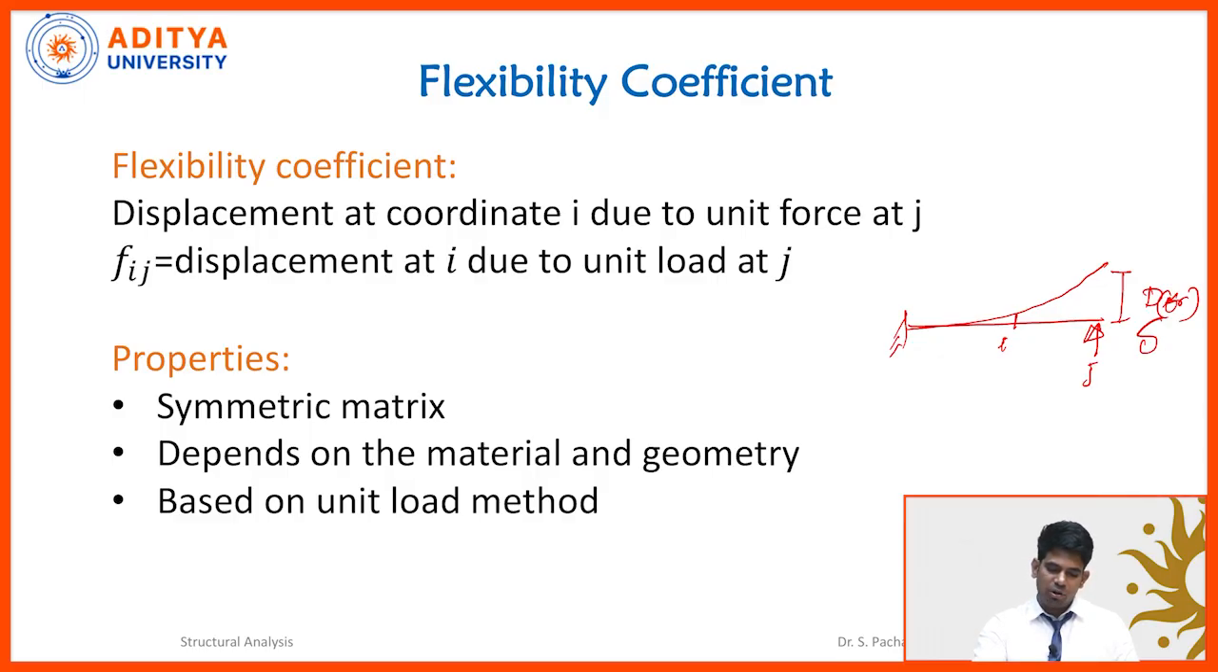So displacement coordinate i due to unit force at j. The force is applied at j and then we measure the displacement at i, and then apply the unit force at i and measure the displacement at j. Likewise, while solving the problem, we'll discuss. So Fij is nothing but displacement at i due to unit load at j.